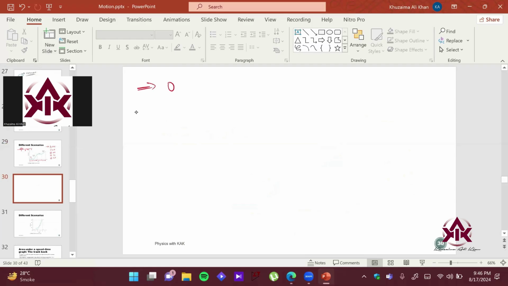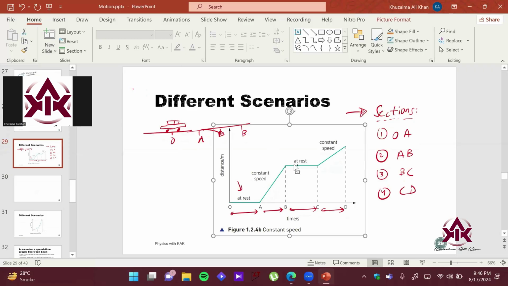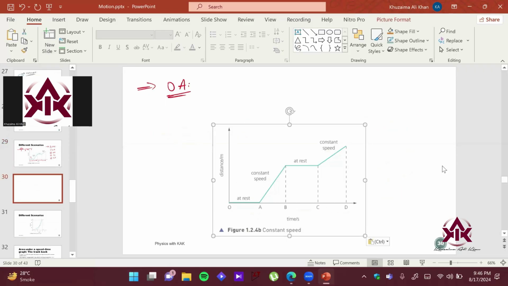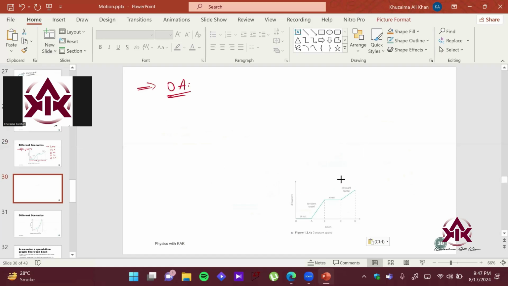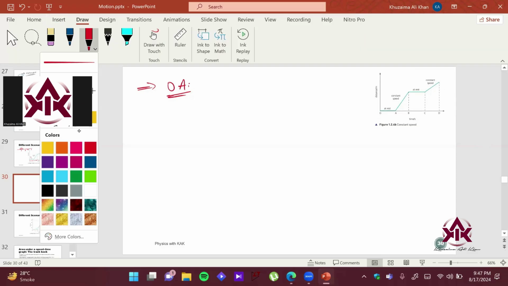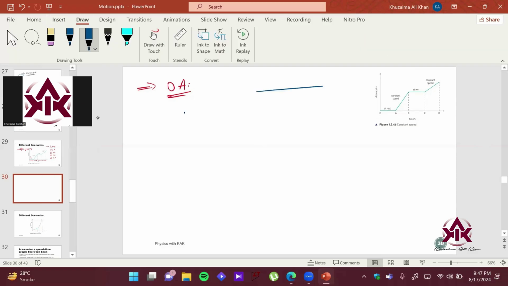So let's start with section O. I'm going to duplicate the graph so that you know which graph we are talking about. So I duplicated the graph and placed it. Okay, this got a bit out of order. So yeah, it's perfect over here. So let's discuss over here what is happening, right? So here what is happening is that the distance is not changing, right?